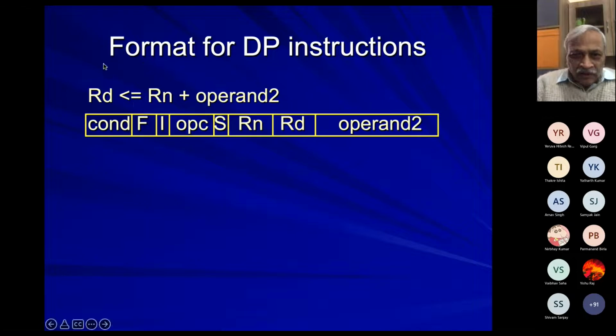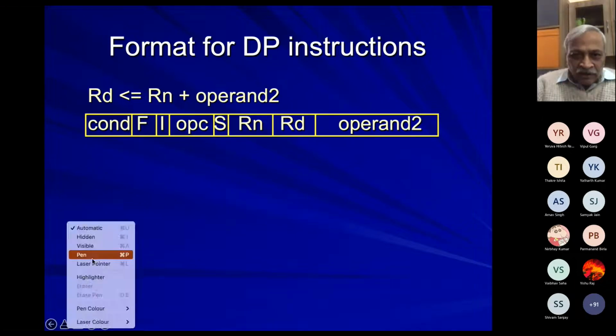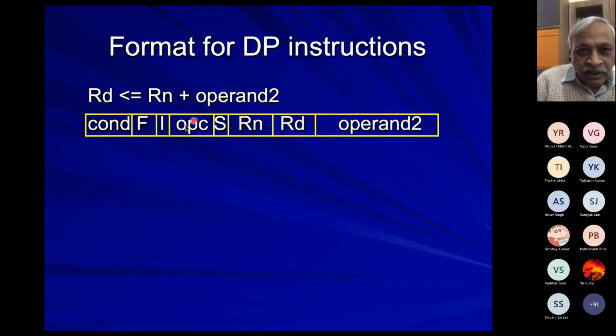So this field called, let me enable the laser pointer, this field called OPC is the opcode. So this will tell that it's an addition operation. There are fields COND, I, and S. I'll talk of those later. But let's look at these three: Rn, Rd, and operand 2, which are quite obvious.